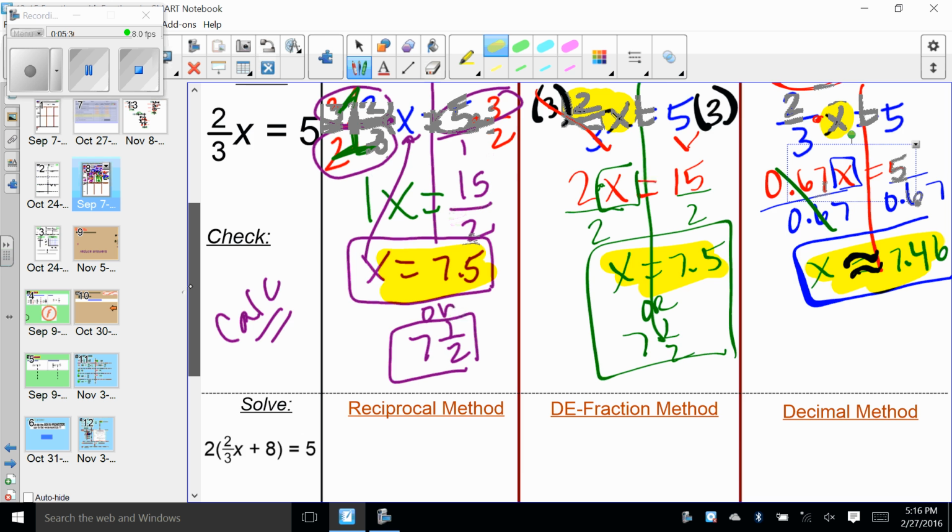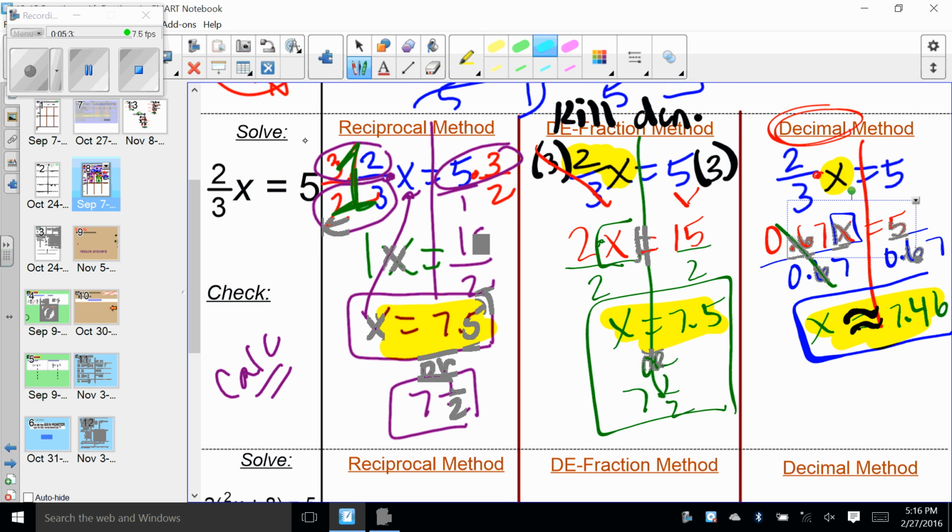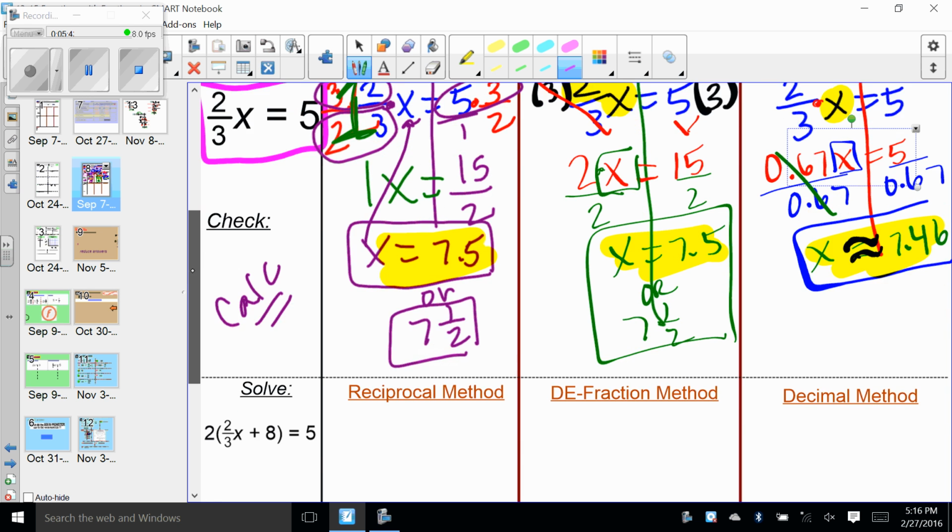All right, so those are the 3 possible answers. Notice we took the same equation here and we solved it 3 different ways. Reciprocal, where you flip the fraction, defraction, which means to kill the denominator. I honestly think that will be your favorite, or decimal, where you turn it into a decimal.